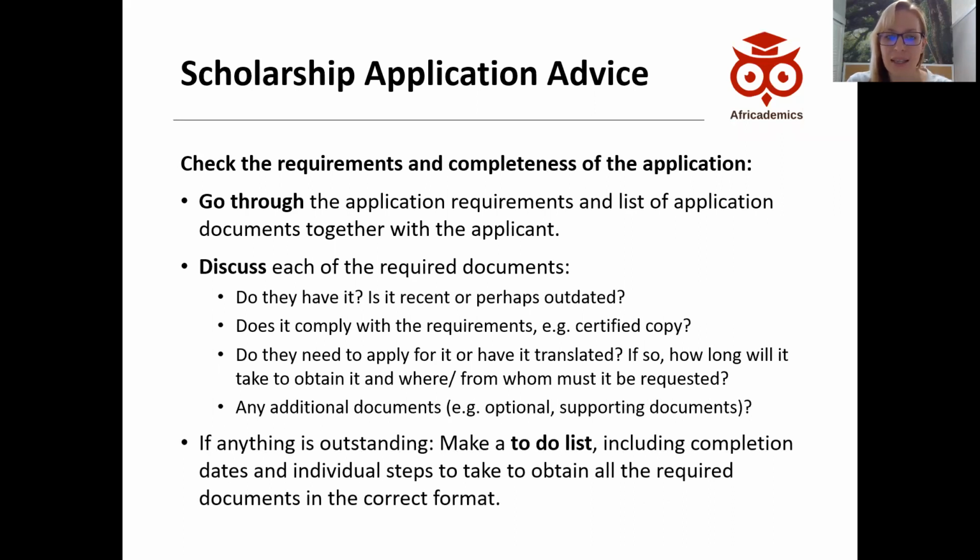And if there's anything that is outstanding, not outstanding in the sense that it's awesome, but outstanding in the sense it's still missing, then make a to-do list together with your applicant where you list the individual steps that they need to take to obtain each of those documents that are still missing, including hopefully the dates by which they will have it. And as I said, the individual steps, like go to your university's registrar's office and inquire about getting a copy of your degree certificate that is translated into English.